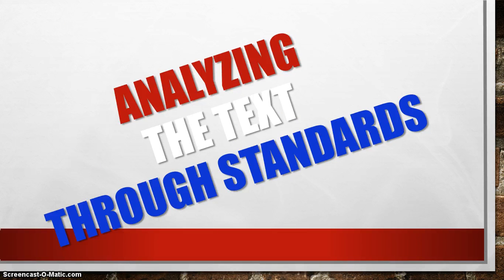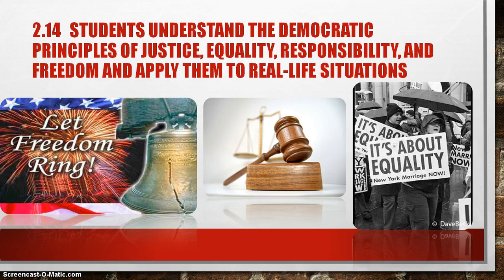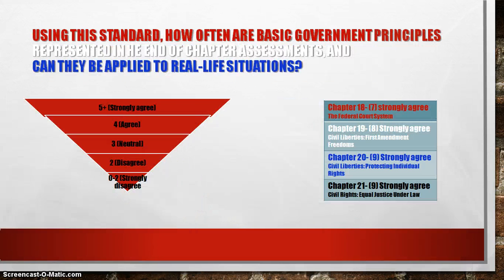First, I'm going to analyze the standards from the Social Studies category under the list of Kentucky Core Academic Standards. The first standard that will be covered is Standard 2.14. Students understand the democratic principles of justice, equality, responsibility, and freedom and apply them to real-life situations. I used the Likert scale to interpret my key question by using this standard.